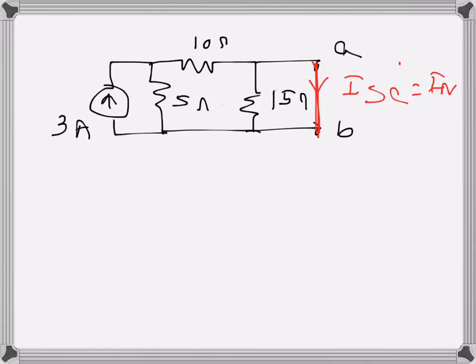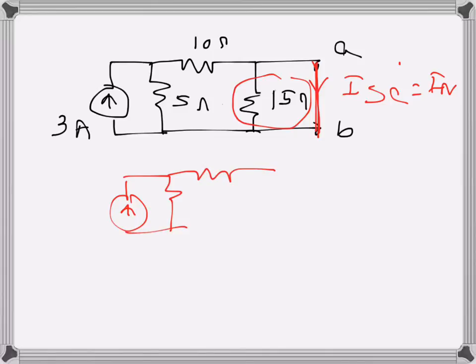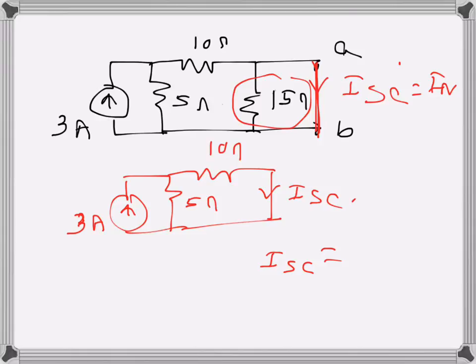This short circuit effectively shorts out the 15 ohms resistance. So basically we are ending up having a circuit like this. I will not draw the 15 ohms because it is shorted out. So we have two parallel paths for the current source of 3 amps, and we can apply the current divider rule to find the value of the short circuit current, which is the current through the 10 ohms resistance.